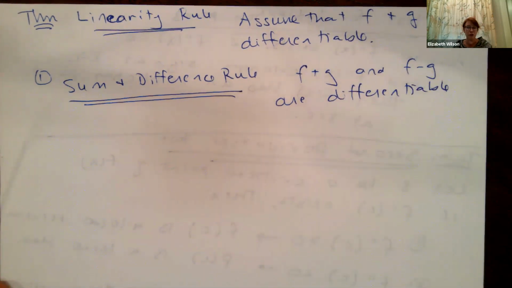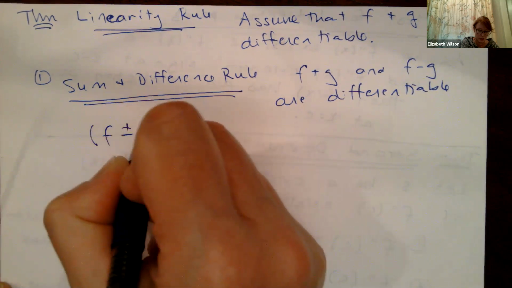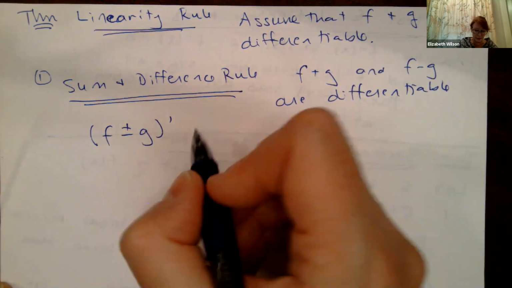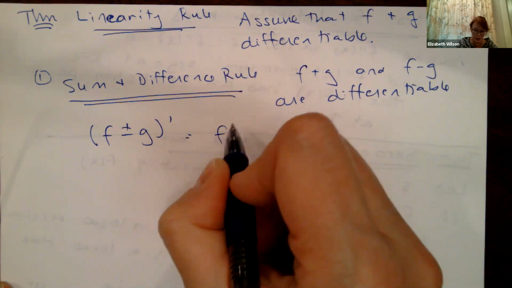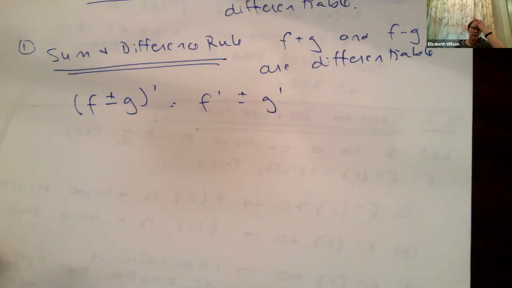So if my individual functions are differentiable, if I've got the derivative of f plus or minus g, I'm going to take that derivative. Then I'm going to go f prime plus or minus g prime. Okay. All I'm doing is, like if I've got this long string of terms in my equation, right?